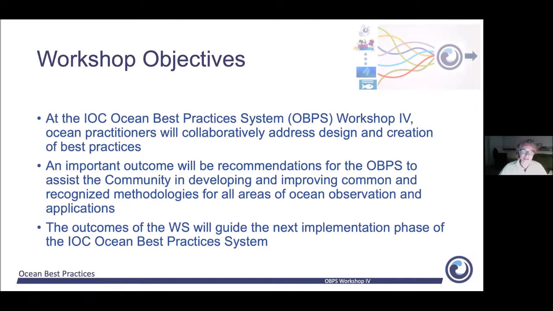An important outcome will be to have recommendations for the Ocean Best Practices System. These recommendations should help us assist you, the community, in developing and improving common and recognized methodologies for all different areas of ocean observing and the applications that come with it. The outcome of the workshop will also guide us in defining the next implementation phase for the Ocean Best Practices System.